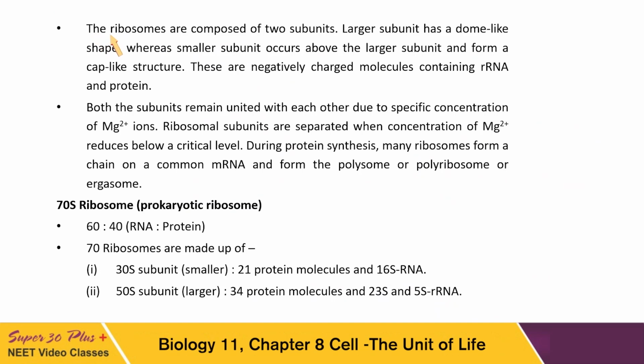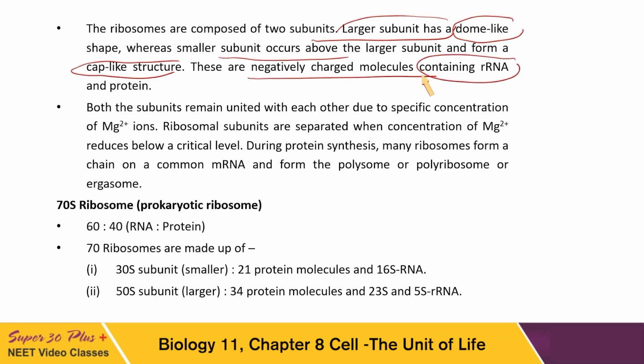Ribosome, I told you, is composed of two units. The larger subunit is dome shaped, while the smaller subunit occurs in the form of a cap-like structure. These are negatively charged molecules, made up of ribosomal RNA and protein. Both subunits remain united with each other. A specific concentration of magnesium ion should be there. If the concentration decreases, the two units will dissociate. Ribosomal subunits are separated when the concentration of magnesium ion reduces below a critical level.